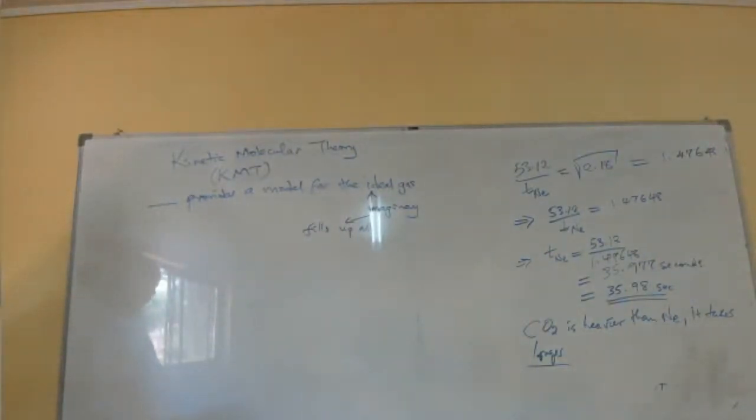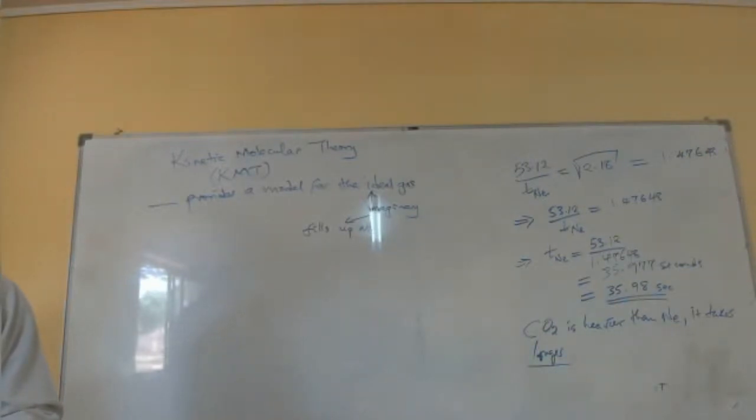Now the postulates of the kinetic molecular theory, you can check them out on Moodle. Like I said, they are basically straightforward, and it just says gases consist of tiny particles. The particles are small compared to the distances. The particles are assumed not to attract or repel each other.